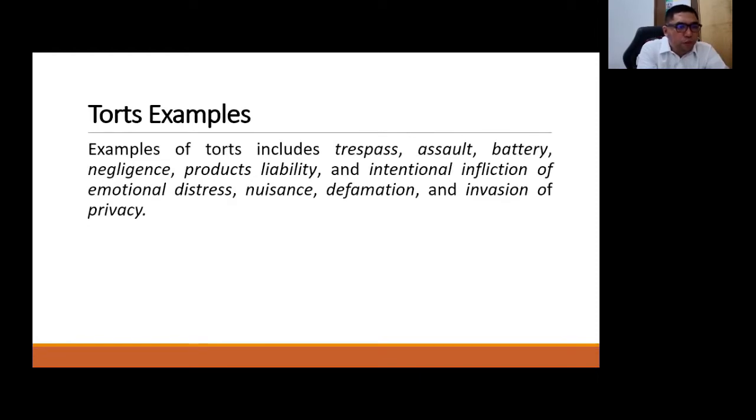What are the examples of torts? Examples of torts include trespass, assault, battery, negligence, product liability, intentional infliction of emotional distress, nuisance, defamation, and invasion of privacy. So if someone trespasses your property, assaults you in person, defames your honor, and invades your privacy, there will be consequences of that injurious action, and it could be filed in court, so the result will be damages.